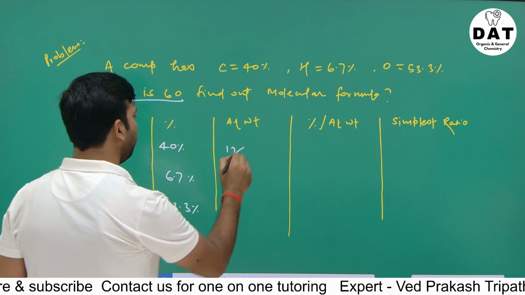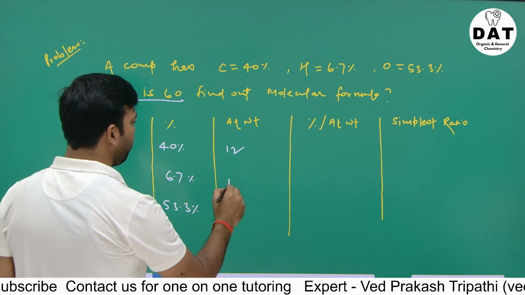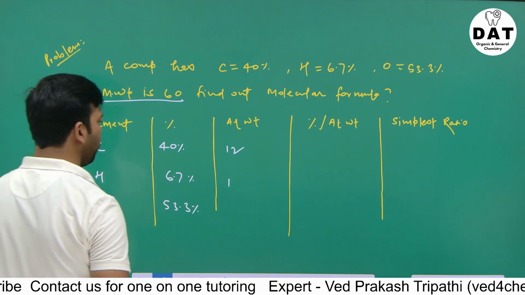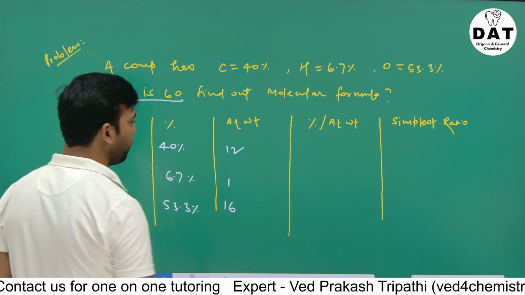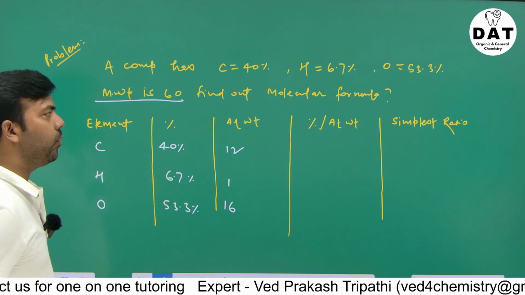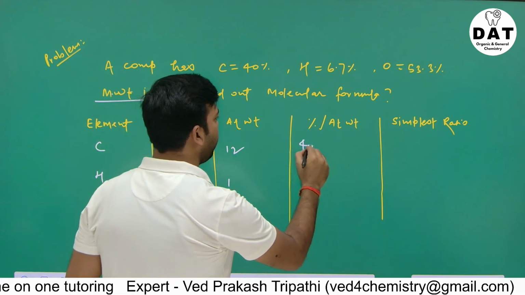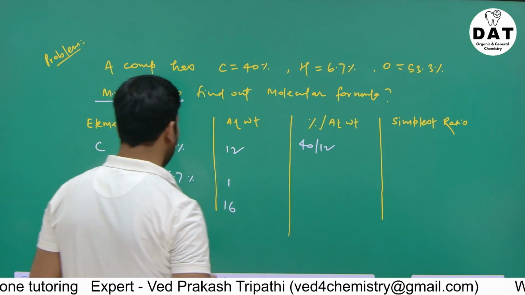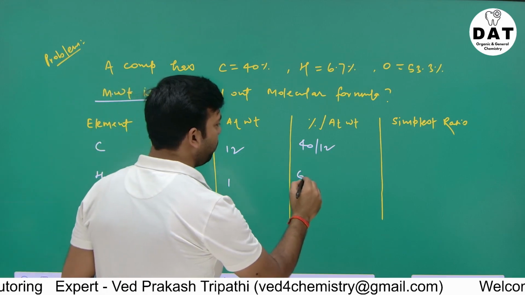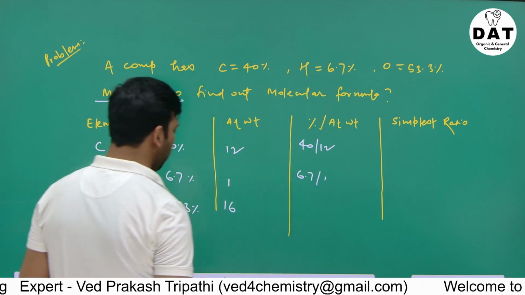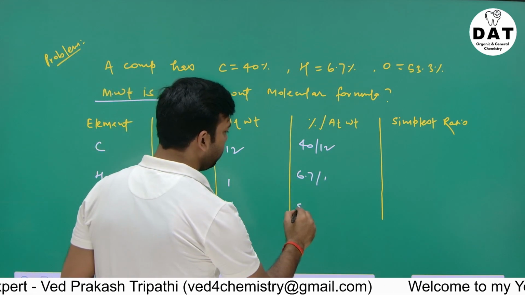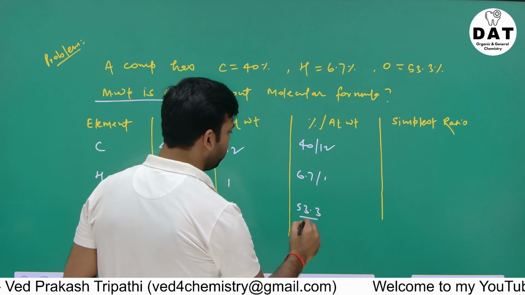So what is the atomic weight of carbon? 12. What is the atomic weight of hydrogen? 1. And what is the atomic weight of oxygen? 16. And what is the percent over atomic weight? So percent is 40, atomic weight is 12. So 40 divided by 12. 6.7 divided by 1. And 53.3 divided by 16.